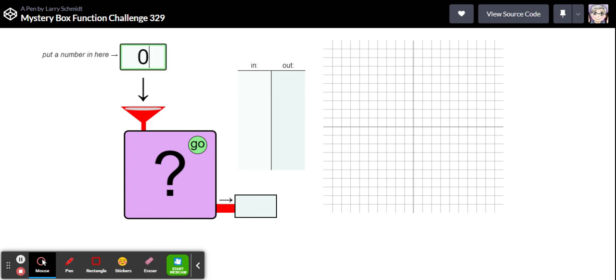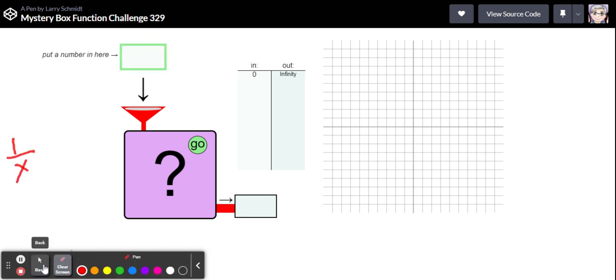All right, I'm going to start with a 0. Oh, so 0 gives us infinity, so right away I'm thinking a rational function, so let me just make a note of that. So maybe it's something in that family of 1 over x. That's where we often see that infinity error. Let's get a few more values. How about 1?